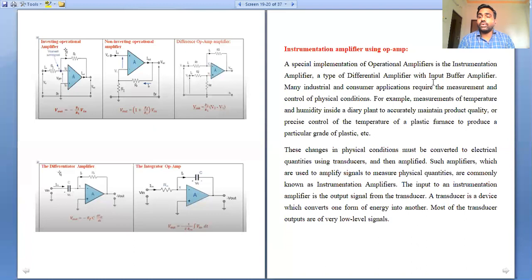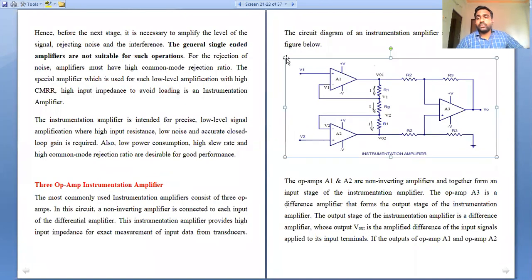So how do we measure physical quantities? Whether it is temperature, humidity, or moisture, we use a transducer. A transducer is an electronic device which converts a physical quantity into an electrical quantity. The output of the transducer is fed as an input to this instrumentation amplifier. This is a 3 op-amp instrumentation amplifier, also called a triple op-amp instrumentation amplifier.